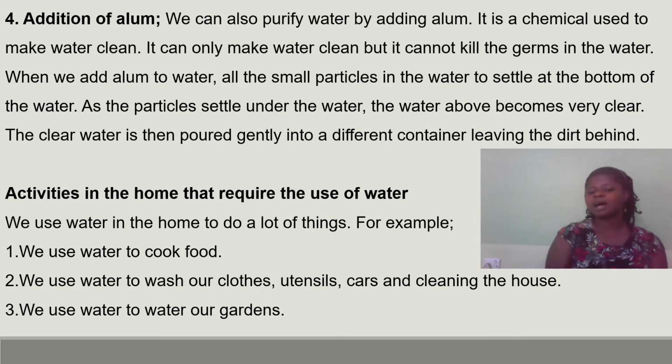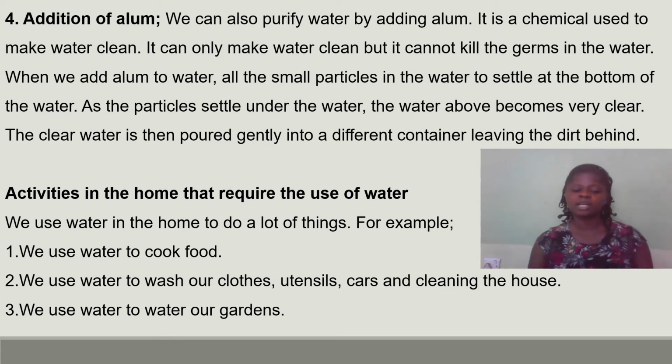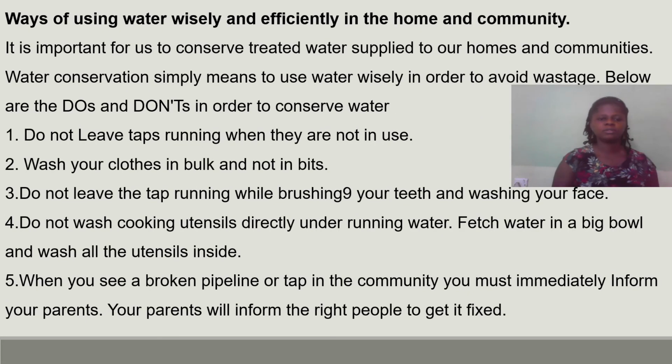Now, activities in the house or our home that require the use of water include cooking, washing either clothes, utensils, car, or cleaning the house. We use it to water our garden. What else? What are some of the ways that we can use water wisely at home and in the community? It is important for us to conserve treated water supplied to our homes and communities. When we say conserve water, it simply means to use water wisely in order to avoid wastage.